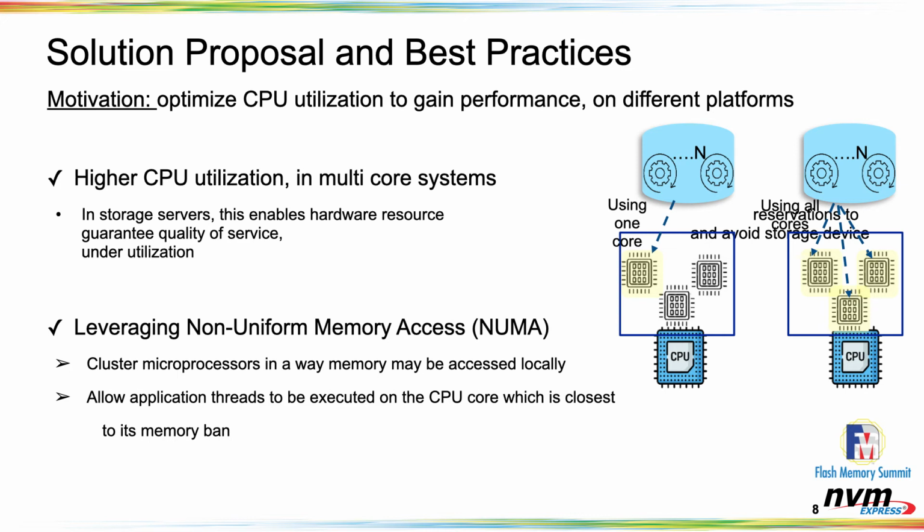And we also talked about how we are able to leverage non-uniform memory access architecture in a way resources may be accessed locally and therefore allow application threads to be executed on the CPU core which is closest to its memory, or to the NIC, depending on the application and the setup considerations.